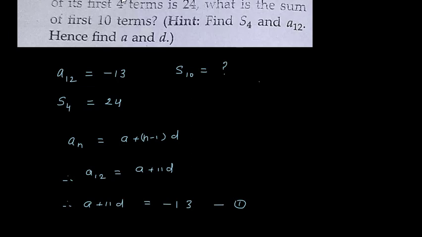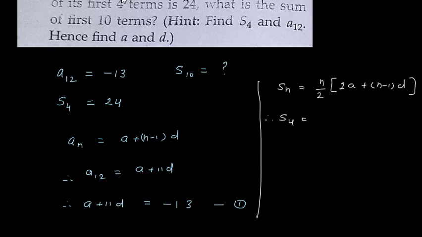And we are given S4. The formula for Sn is n divided by 2 into bracket 2a plus n minus 1 d. So the formula for S4 is 4 divided by 2 into 2a plus 3d. Now S4 is 24. So 24 is equal to 4 divided by 2, that is 2, into 2a plus 3d.